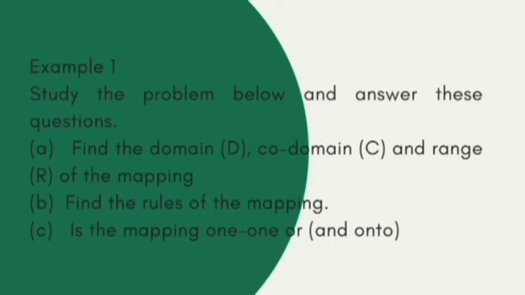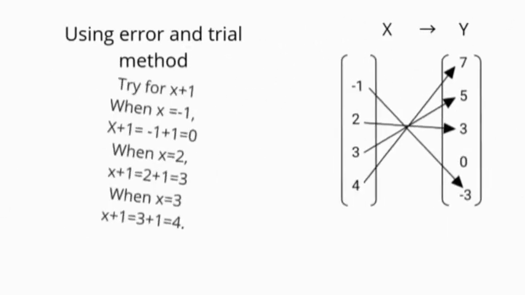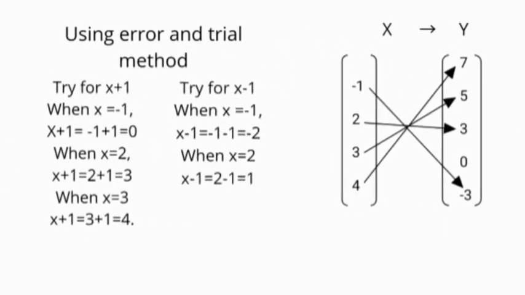Now the second question, find the rule of the mapping. From the diagram, the rule of the mapping f(x) is a linear function. And why can we say it's a linear function? It's because there is no element in the codomain that is an image of two elements in the domain. Then we try the linear function f(x) = x + 1.